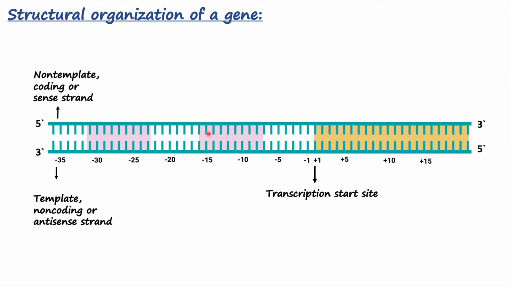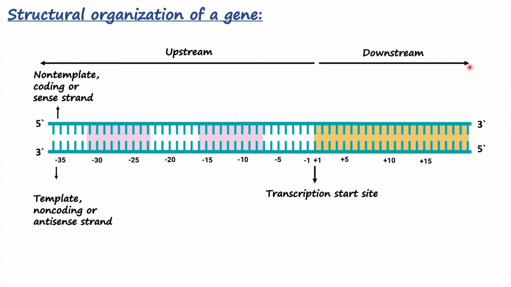Now, the nucleotide sequence which comes before the transcription start site is given negative numbers, and it is present towards the 5' end of the non-template strand. It is also called upstream of the transcription start site. Whereas the nucleotide sequence which comes after the transcription start site is given positive numbers, is present towards the 3' end of the non-template strand, and is referred to as downstream of the transcription start site.